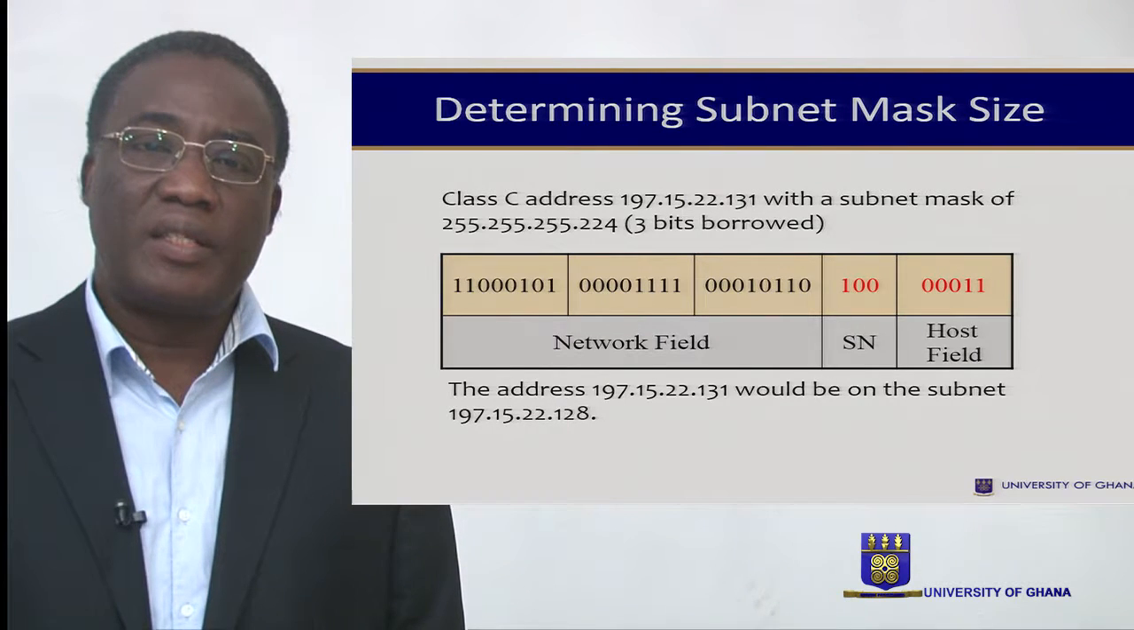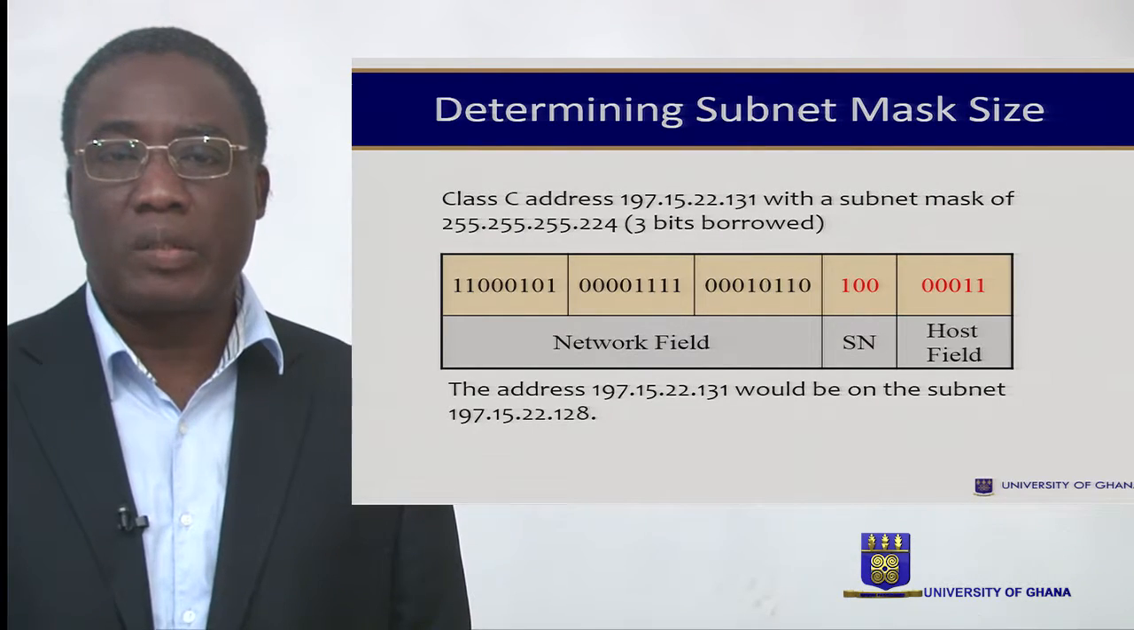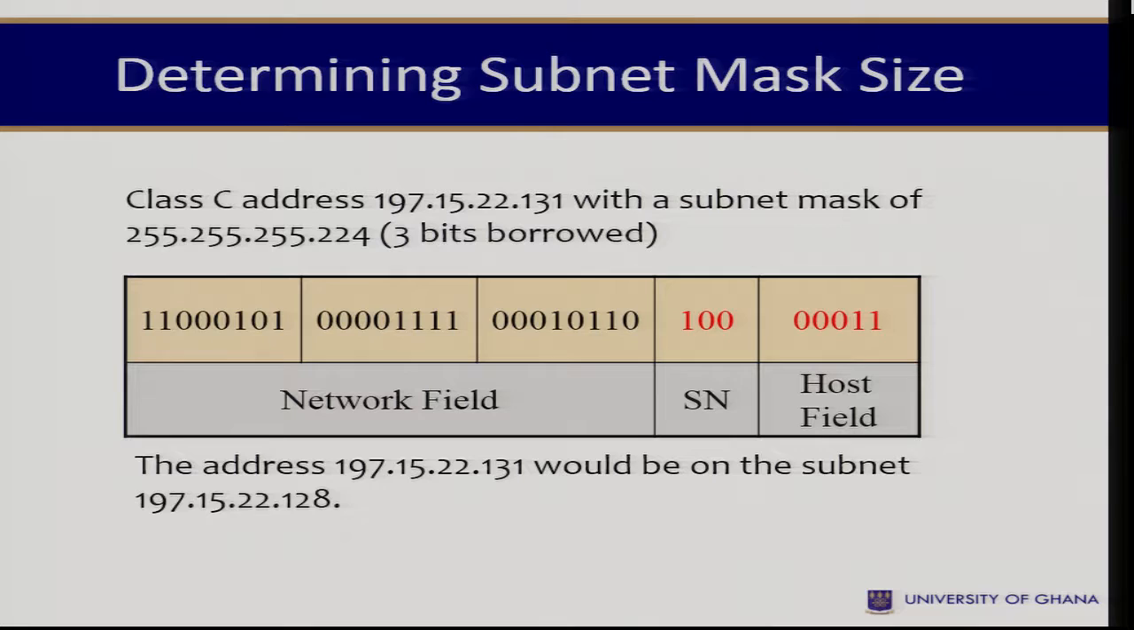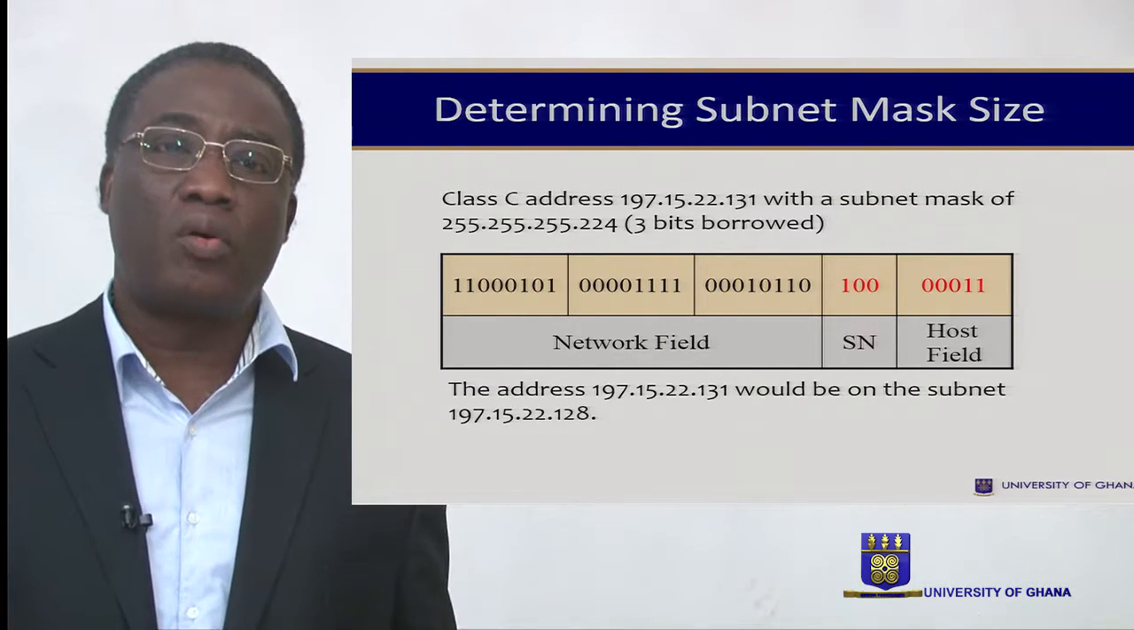So for class C addresses, which start around 197.15.22.131, you can have a subnet mask of, say, 255.255.255.224. In this case, you have 3 bits that are borrowed, and this is shown in your diagram. You have 3 bits borrowed here for the subnet. So in the host, you are left with 5 bits. This is what I was trying to refer to: depending upon the number of hosts on that subnet, you then determine how many bits to borrow.